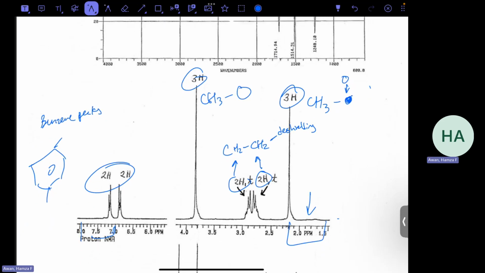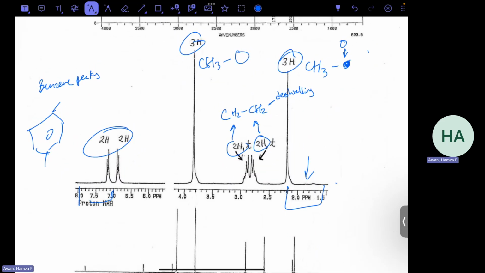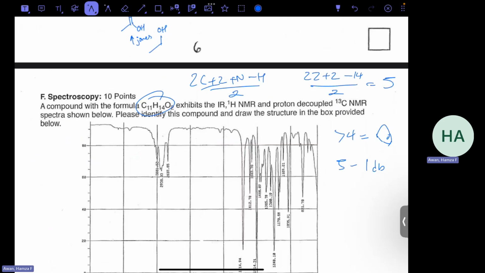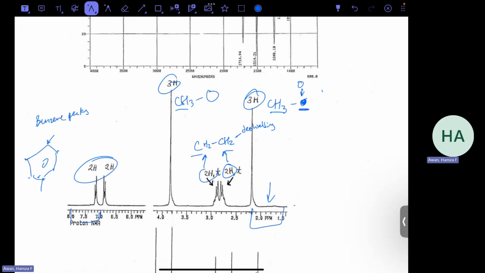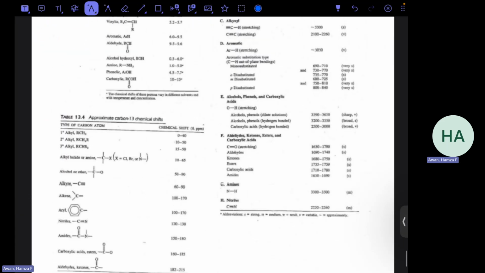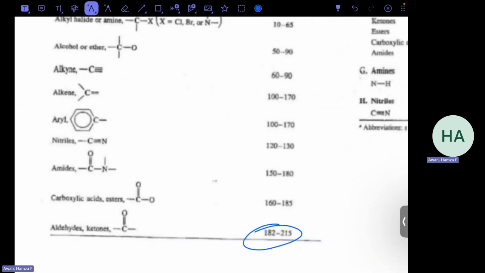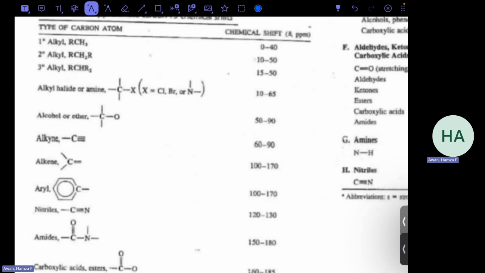So now if we put all the pieces together, what we have found is 1, 2, 3, 4, 5, 6, 7, 8, 9, 10 carbons and 11 carbons. And so that's exactly the number of carbons that we have. One thing I like to look at sometimes is this carbon 13 NMR, and I see that this peak is all the way past 200. So if you go to your formula sheet and you look over here, past 200, we have aldehydes and ketones, 182 to 215. Even carboxylic acids and esters, 160 to 185.